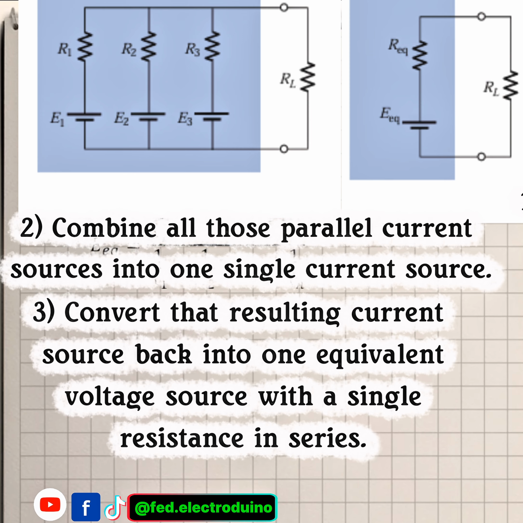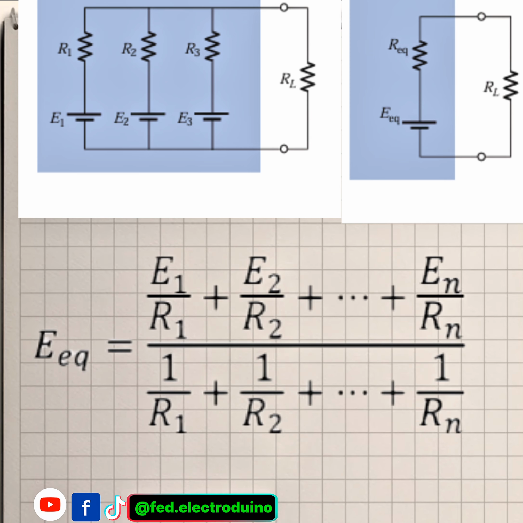Now let's write down the formula for the equivalent voltage. E equivalent equals E1 over R1 plus E2 over R2, and so on, divided by 1 over R1 plus 1 over R2, and so on. This means each voltage source contributes to the final voltage according to its resistance value. A source with a smaller resistance has a stronger effect on the final equivalent voltage.